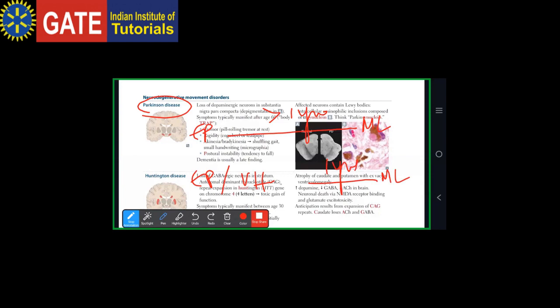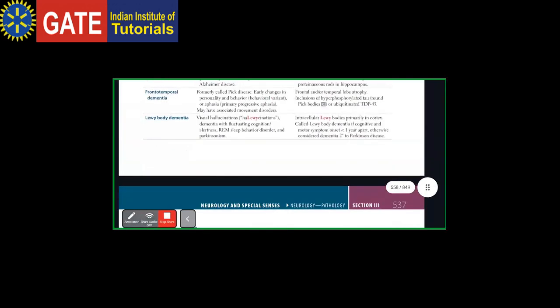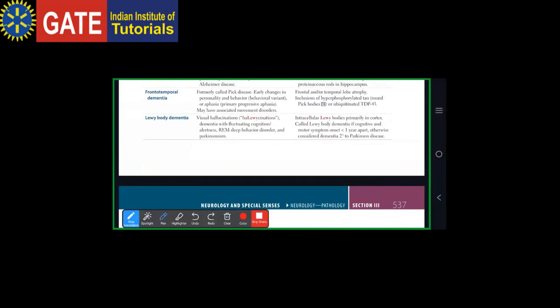Parkinson's, of course, you know already: resting tremor, pill rolling tremor at 4 to 6 hertz, rigidity, cogwheel or lead pipe, shuffling gait, bradykinesia, micrographia, and postural instability, affecting your substantia nigra. These also have Lewy bodies, and when you compare this with Lewy body dementia, they also have Lewy bodies. The only difference is within 1 year or more than 1 year, and of course the visual hallucinations and REM sleep behavior disorder will help differentiate it.